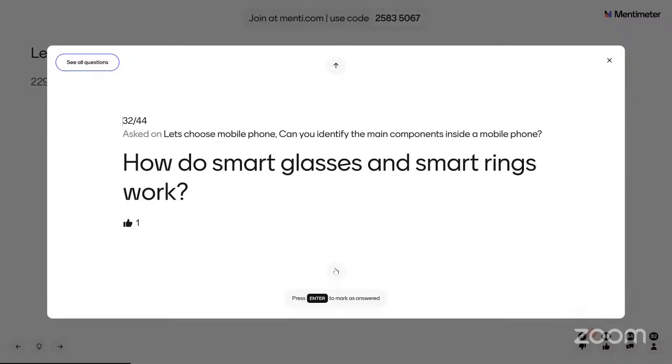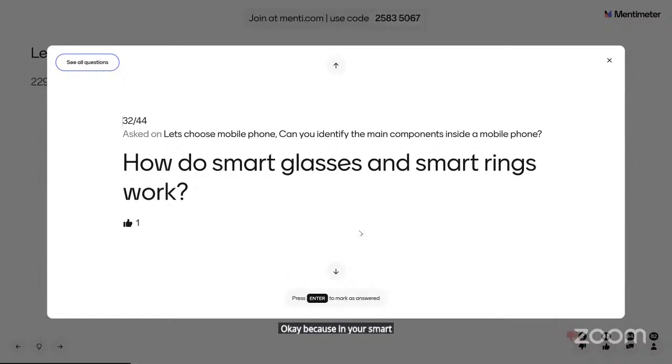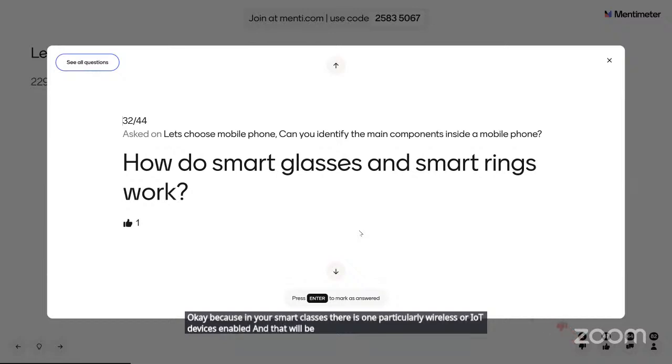How do smart glasses and smart rings work? That depends on which particular part you are using. Smart glasses have Bluetooth, an inbuilt camera, and speakers. All of that is controlled through IoT, because in your smart glasses a wireless or IoT device is enabled. It captures images from the camera and uploads them directly to a server, and through the server you can access them. The smart ring follows a similar concept.